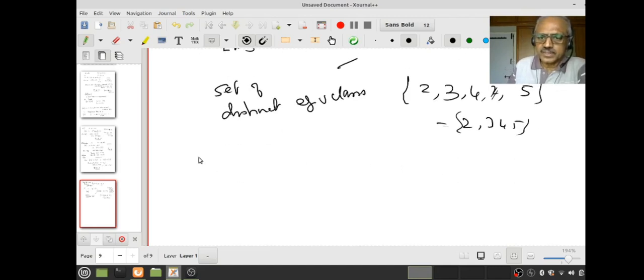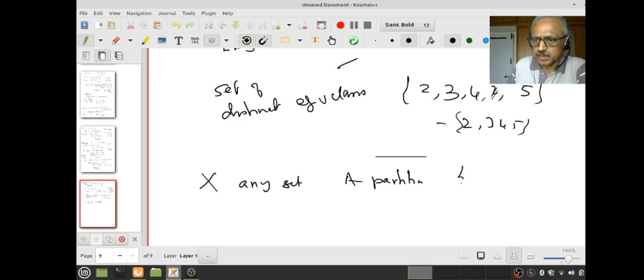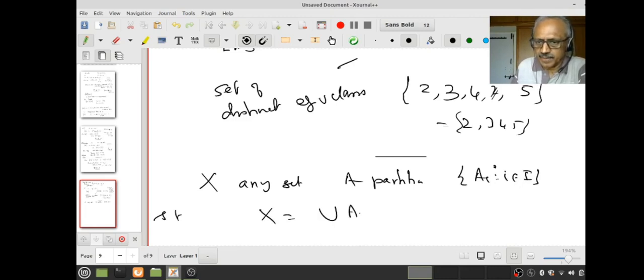Okay, I want to say they form a partition. Before that, we will define a partition. Let X be any set. A partition is a collection of subsets A_i such that, first, X is the union of the A_i.